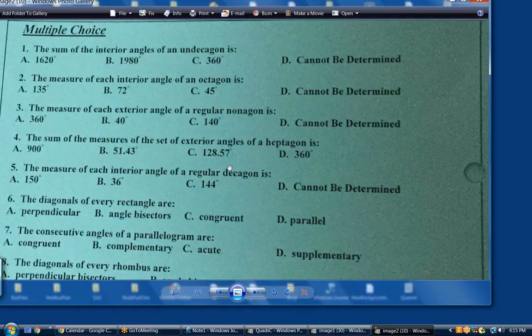Hepta is 7, right? Heptagon is 7 sides? But when they're talking exterior angles, it doesn't matter what it is. The sum of the measures, now this is what confuses me, of the set. I guess that means the total of exterior angles. So that's going to be 360. Yeah. In other words, whether it's a regular heptagon or not, it's going to be 360.